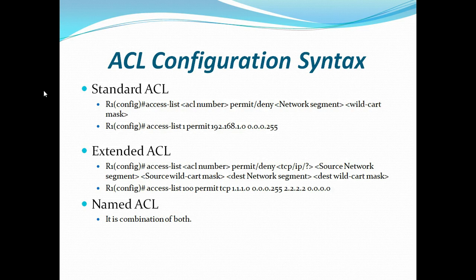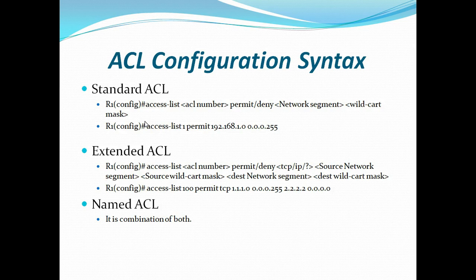And this is the syntax, how you need to configure the ACL. This has to be configured in global configuration mode, or for a named ACL, it is configured in the sub-interface mode. For a standard ACL, this is how: we give the access list, the access list number, and the source that is to be permitted or denied. That's it about the standard ACL.